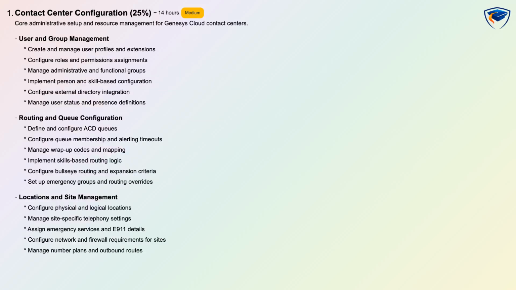Contact center configuration is 25% of the exam and focuses on core administrative setup and resource management with a medium difficulty level, estimated at 14 hours and assessed by hands-on and conceptual tasks. You will learn user and group management, including creating and managing user profiles and extensions, configuring roles and permissions, and integrating external directories. Routing and queue configuration is a major area where you will define ACD queues, configure queue membership and alerting timeouts, manage wrap-up codes, and implement skills-based and bullseye routing logic.